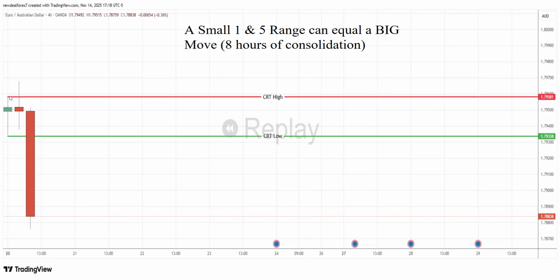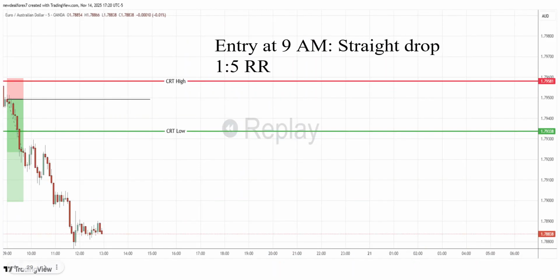Okay, so this was a straight drop, but we have our 1 a.m., 5 a.m., and then straight drop. Okay, let's take a look at how this candle looks. You could have got in right at 9 and then just bang. That would have been good for more than 1 to 5, but it's all there for you right there. 4 hour period, you're done.